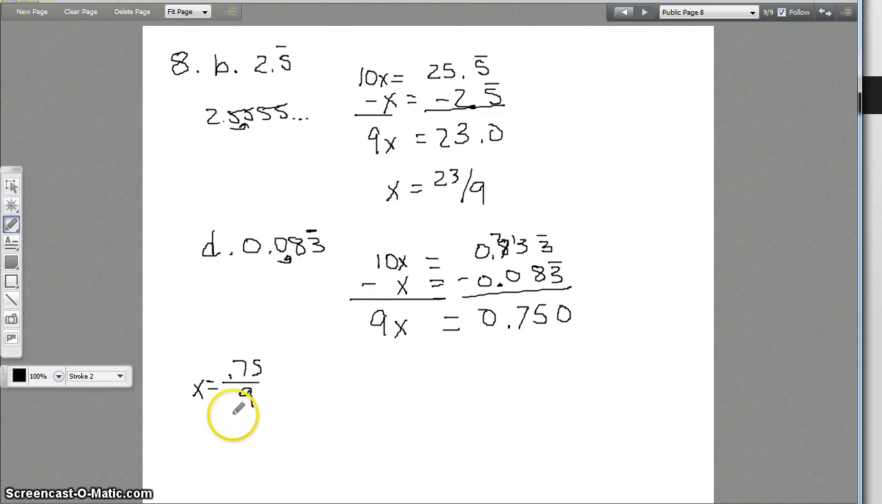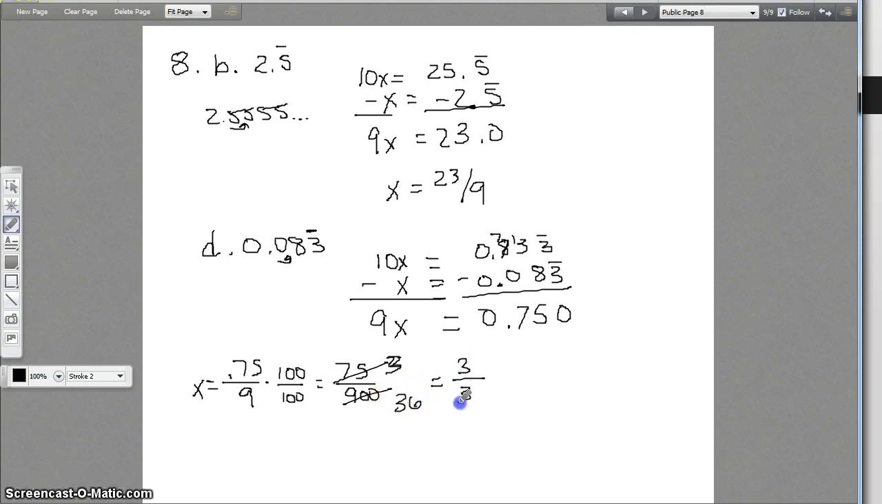Well, that's no good because we have a decimal inside of our fraction and we don't want that. So if I multiply the numerator and the denominator both by 100, then I will have 75 over 900, and that's allowable. We just need to get rid of our decimal. So now if we divide the numerator and the denominator both by 25, 75 divided by 25 is 3. 900 divided by 25 is 36.